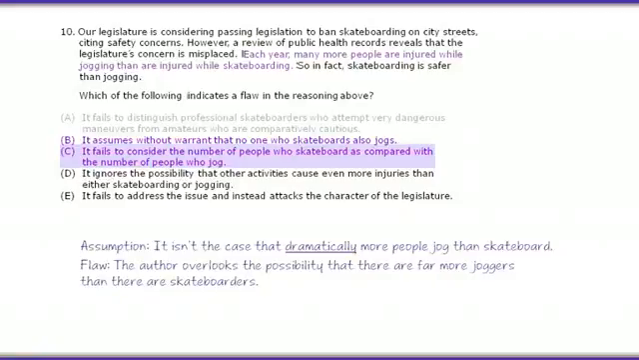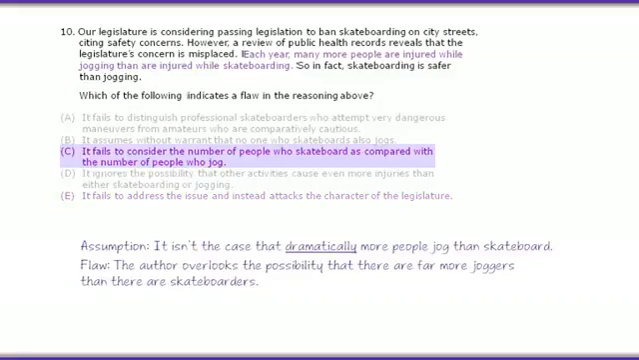Simply put, the author never makes the assumption that answer choice B describes. The statement in answer choice D is outside the scope of the discussion in the stimulus. Activities other than jogging and skateboarding are irrelevant here. Answer choice D is incorrect. And answer choice E accuses the author of engaging in an ad hominem attack. But the author never attacks anybody's character, so answer choice E is wrong.